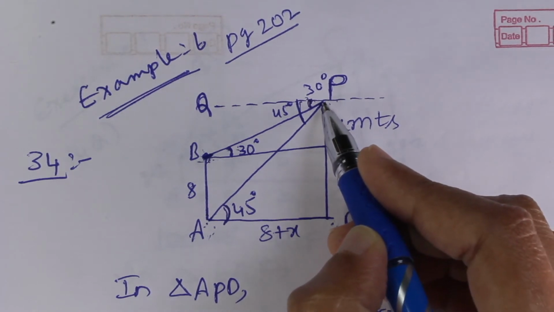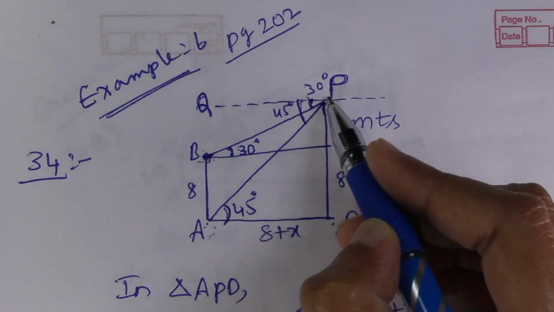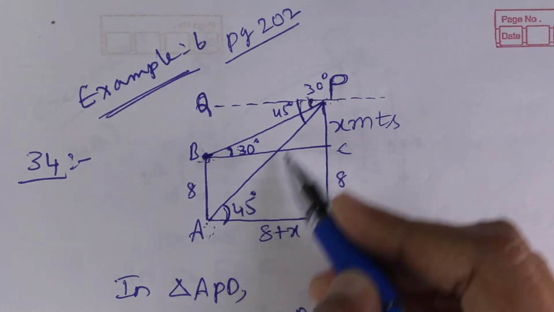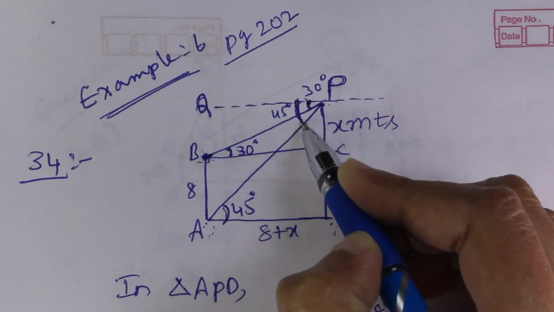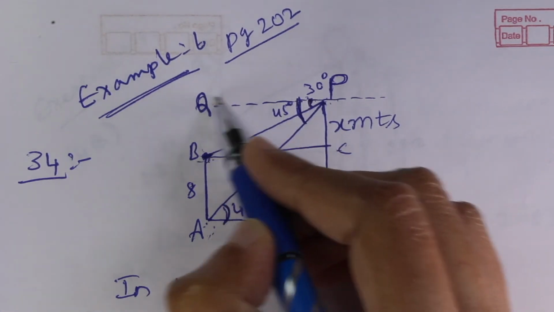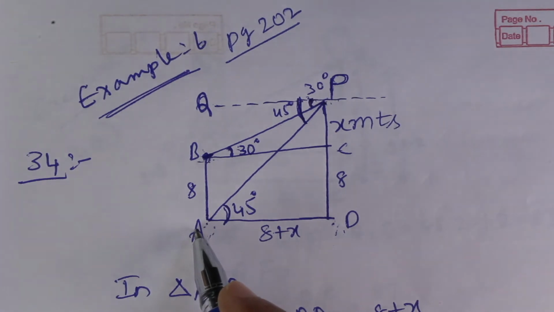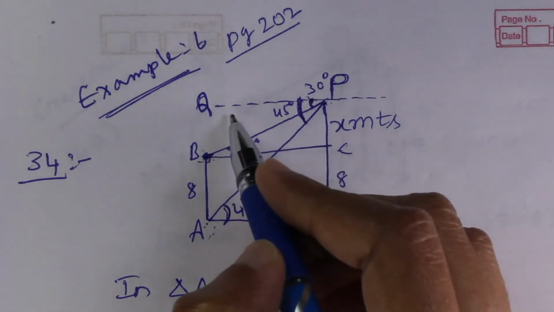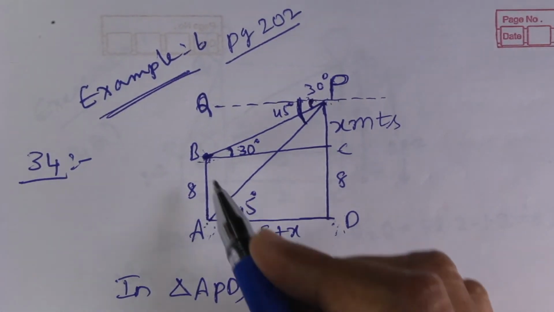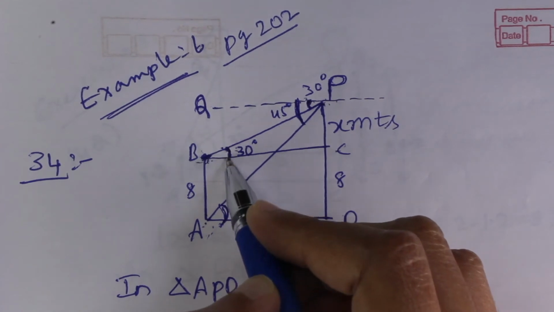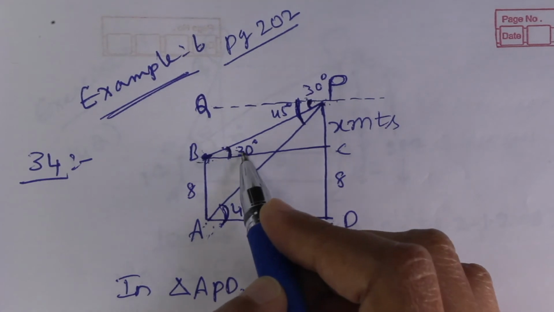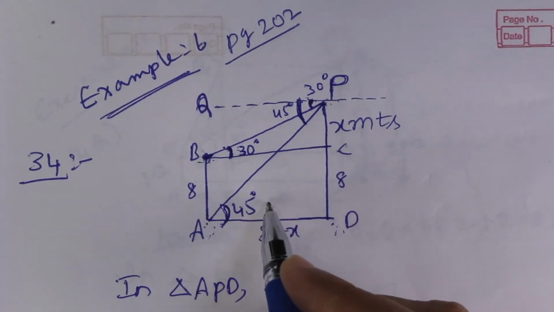Now if I look at the bottom of the 8 meters building from the top of the multi-storied building, the angle of depression is 45 degrees. So angle QPA is equal to 45 degrees. Because QP is parallel to AD, angle PAD will be 45 degrees. This angle will be 45 degrees and this angle will be 30 degrees. Hope this is clear for you. This is important. You have to understand this.